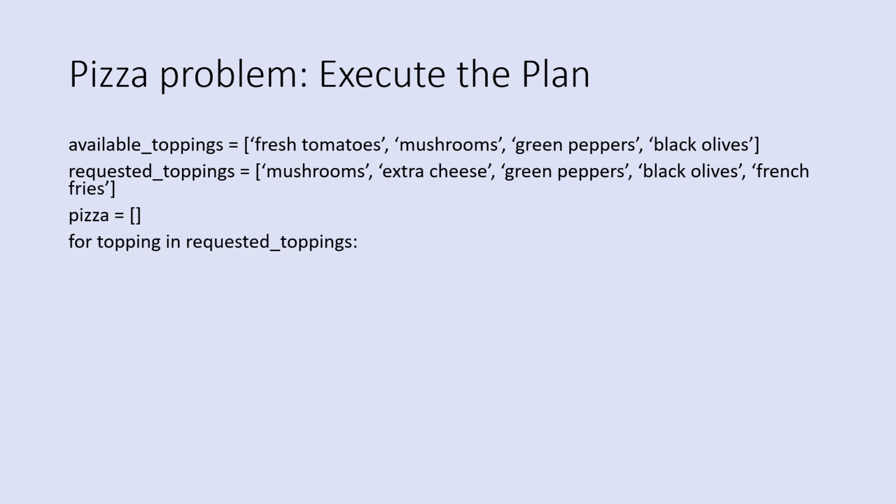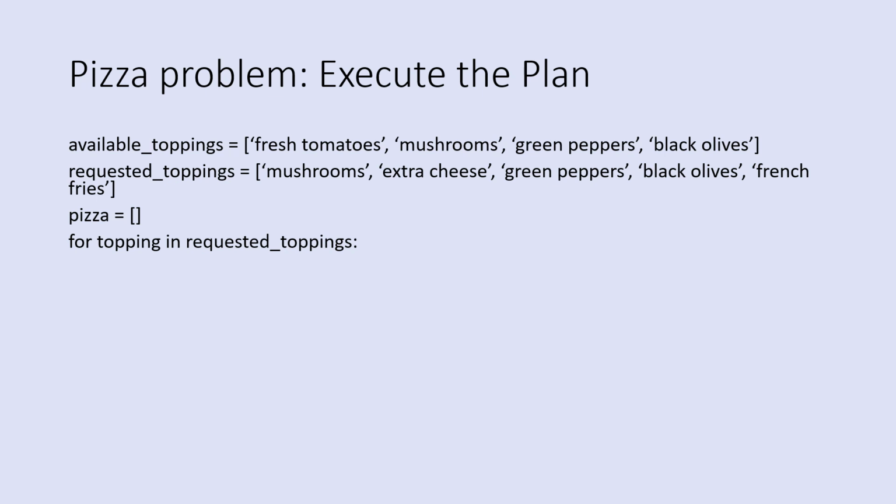Okay, so now we're going to look at each individual topping in the requested toppings list, and one by one we're going to analyze it to see: is it available? If so, we're going to add it to the pizza, and if it's not available, we'll output a message that says that topping is not available.